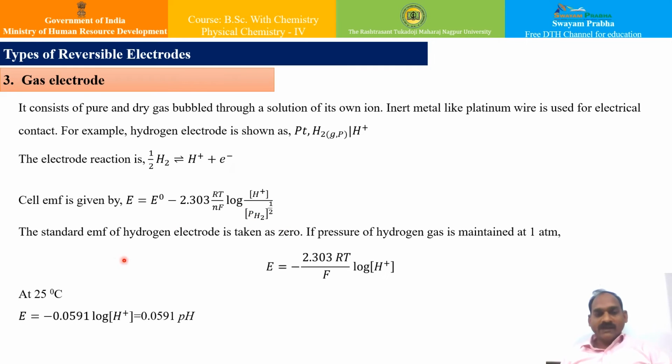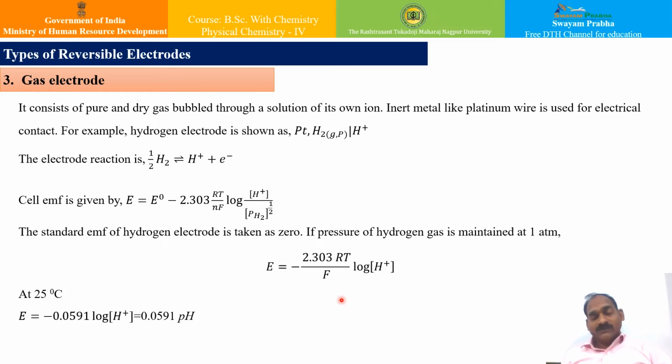So now the standard EMF of the hydrogen electrode is taken as 0. This we know, isn't it? If the pressure of hydrogen gas is maintained at 1 atmospheric pressure, my equation becomes this. This quantity is 0, and I can now write E is equal to minus 2.303 RT upon F log of H plus ion concentration, and this is nothing but, at 25 degrees centigrade, E is equal to minus 0.0591 log of H plus ion concentration. This is nothing but your pH. So I can determine my pH using this particular electrode.